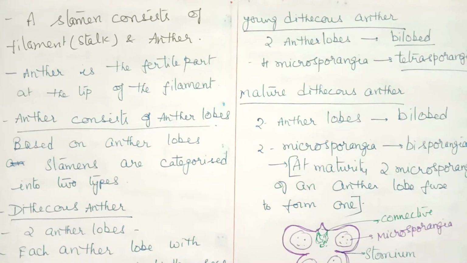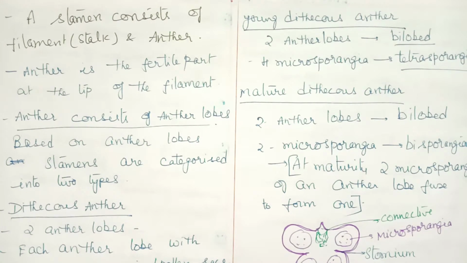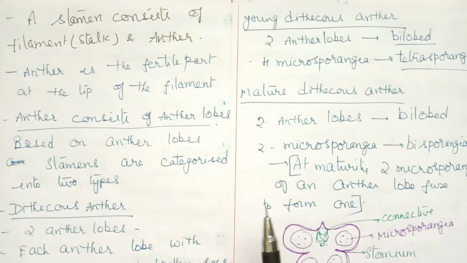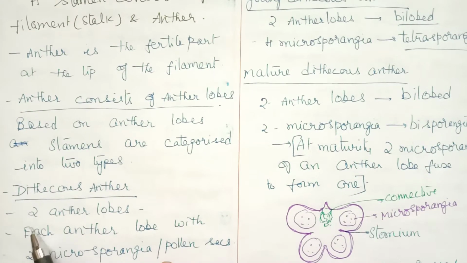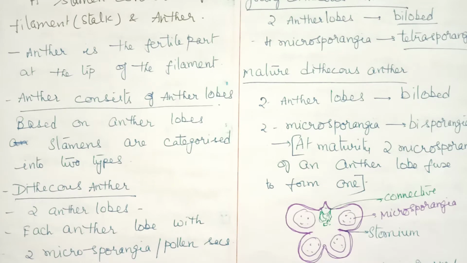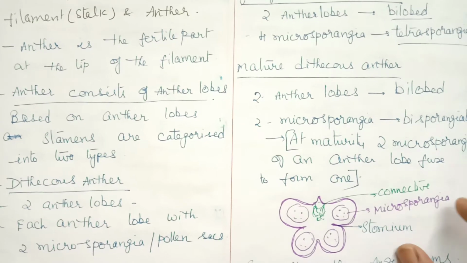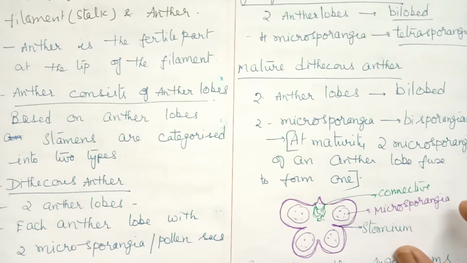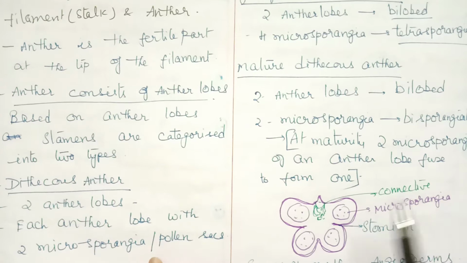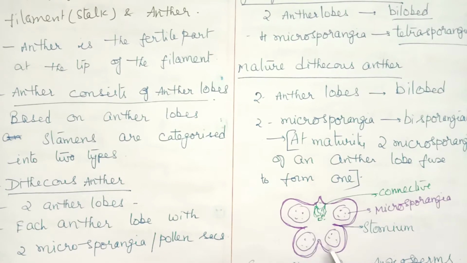First, let us see what is a dithecous anther. In a dithecous anther, we find there are two anther lobes present, and each anther lobe has two pollen sacs or two microsporangia. There are two anther lobes in a dithecous anther, like I have shown beside in the diagram.